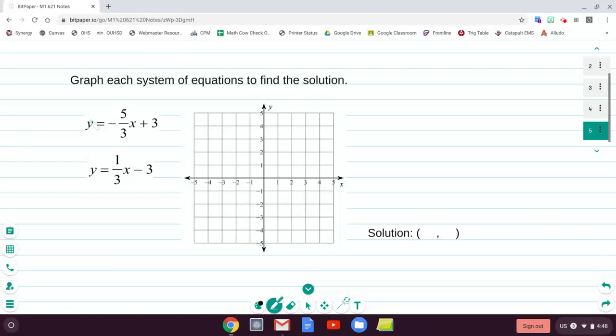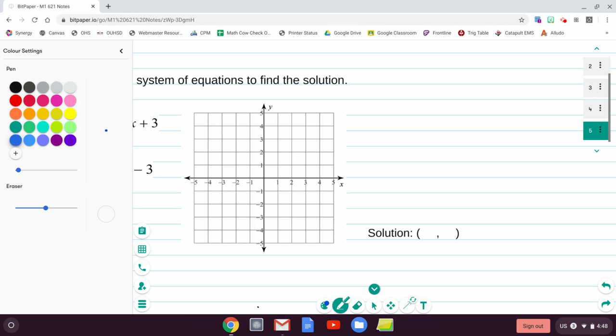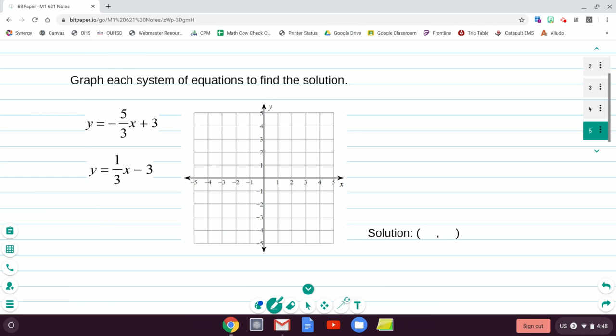So we are going to graph this system. So I have these 2 equations. That makes a system, right? When you have 2 or more equations, it makes a system. We're going to graph both of these equations to find the solution to this system. So let's do this. Let me get my blue. Okay. So this first guy, y-intercept is 3. Put that guy right there at 3.